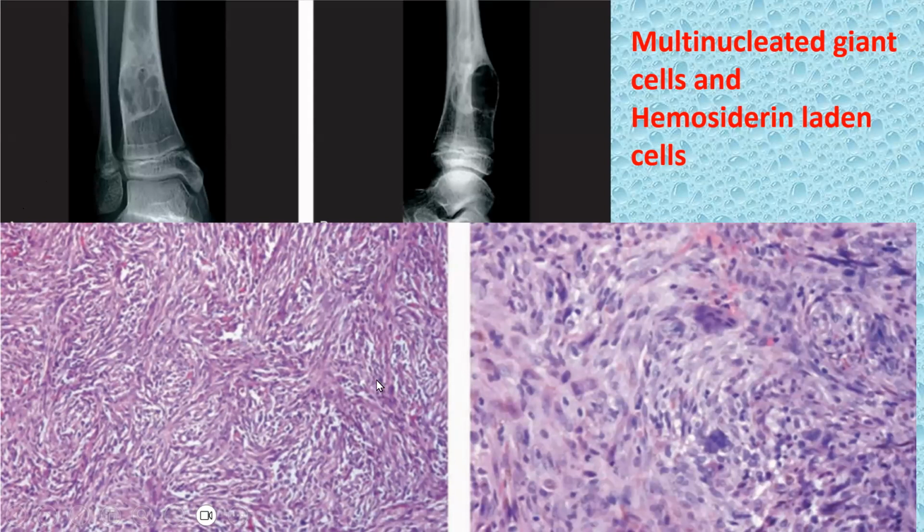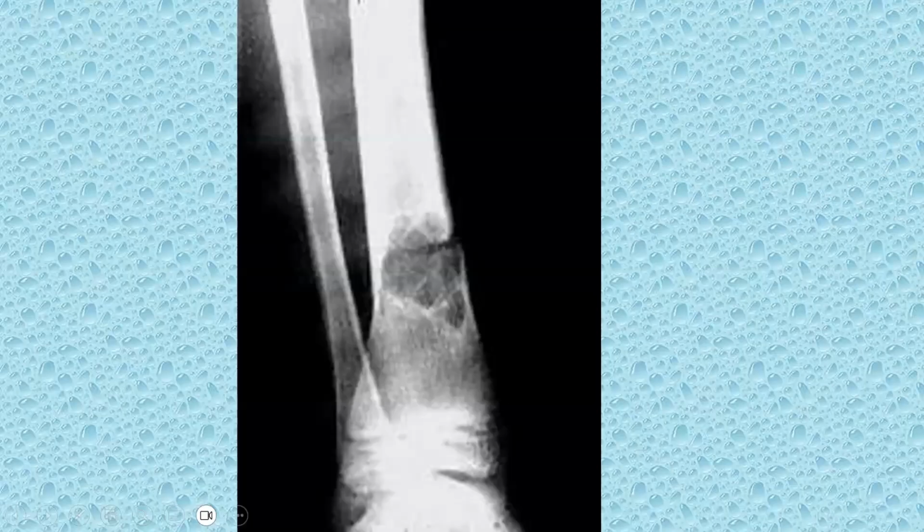This is the lesion complicated by an insufficiency fracture. If the lesion involves more than 50% of the diameter of the bone and is more than 2.5 centimeters in diameter, you should do something because you'll have an insufficiency fracture.